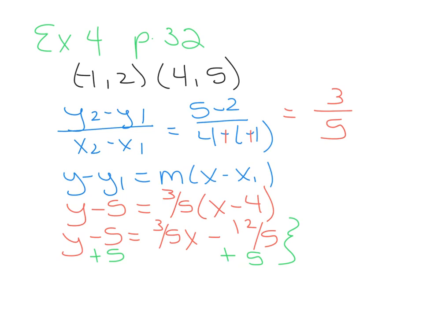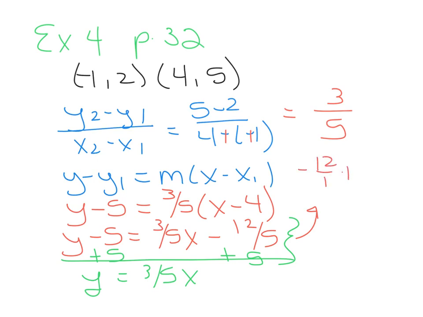We're going to end up with y equals 3/5 x. To subtract these, they need a common denominator. So I'm just going to take this over here. This is a negative 12/5 plus 5 in fifths is the same as 25/5. So you can see that I wrote this wrong. This should be a 5.